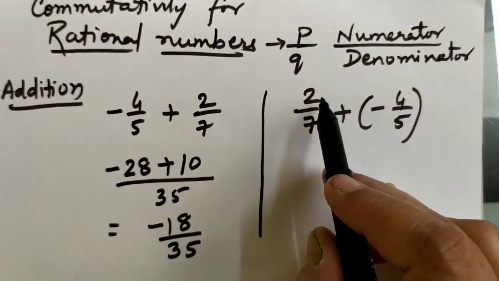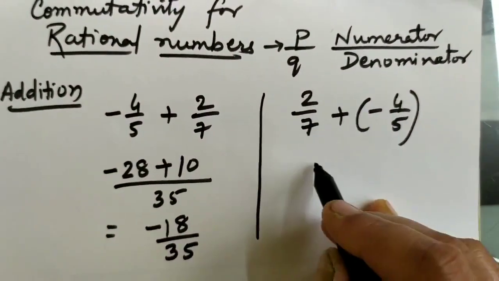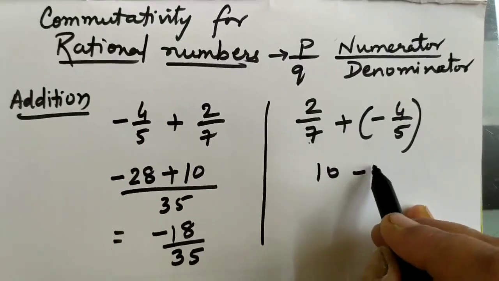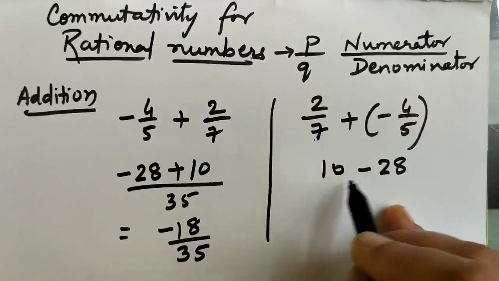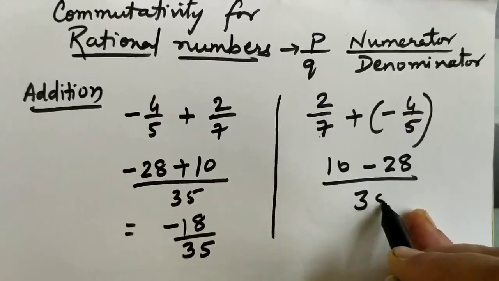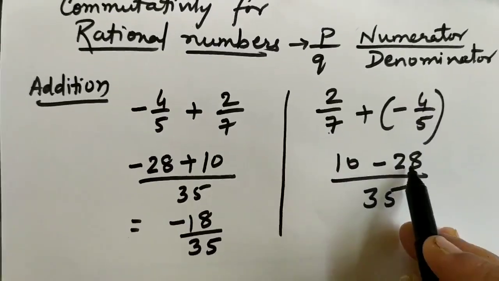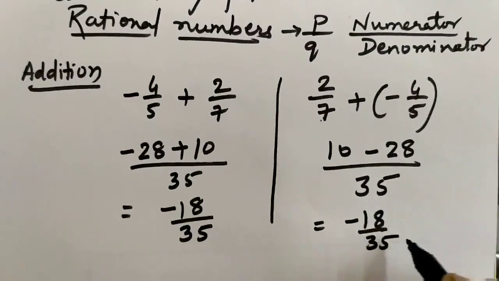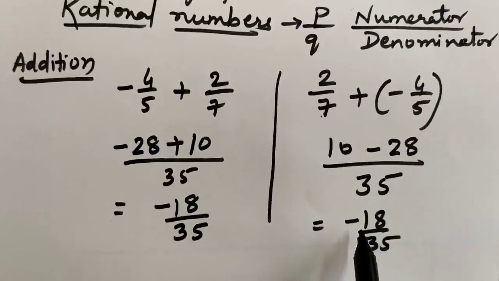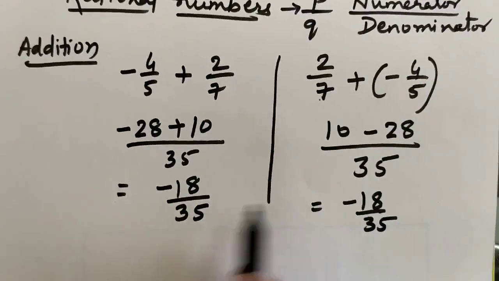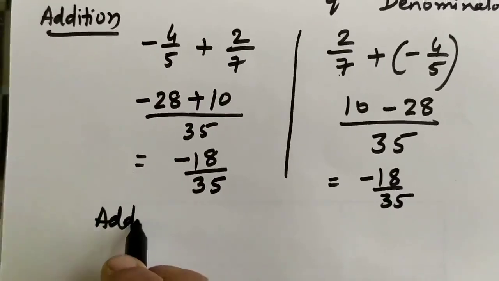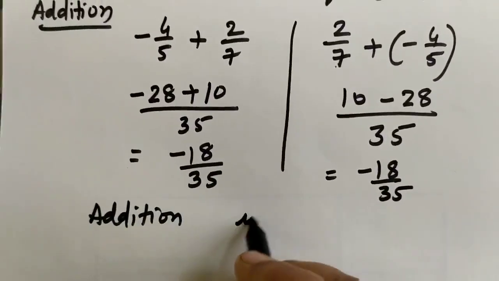This side we will solve by cross multiplication. 5 2s are 10 minus 7 4s are 28, upon 7 5s are 35. It will be 10 minus 28 equal to minus 18 upon 35. So we can see that the answers on both the sides are coming the same. So we can say addition is commutative for rational numbers. Addition is commutative.